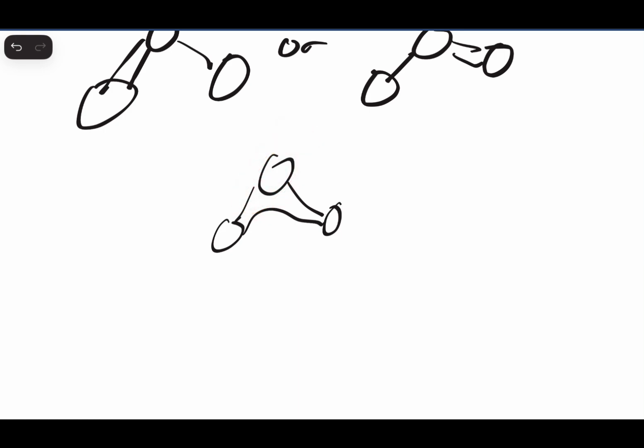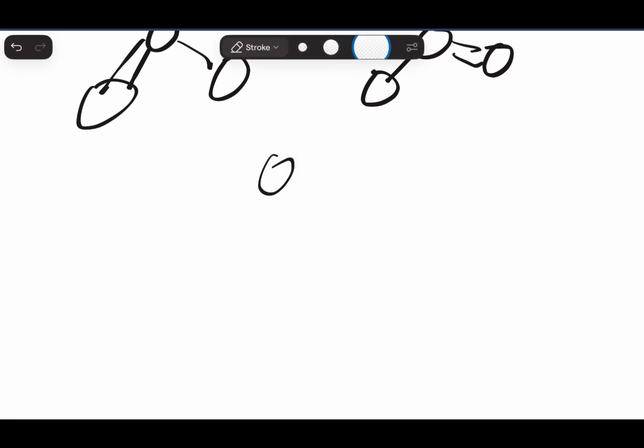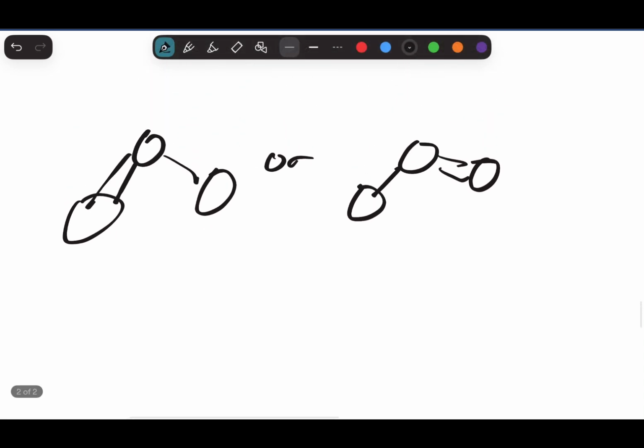However, you only draw this when they ask if there's a delocalized electrons. Otherwise, you would keep these two forms. This form and this form, they're the exact same thing, but just flipped. But you get the point.